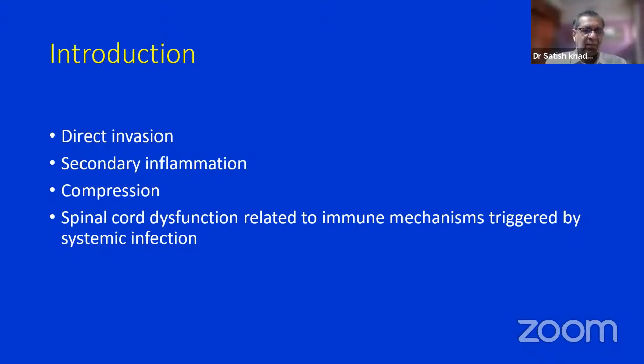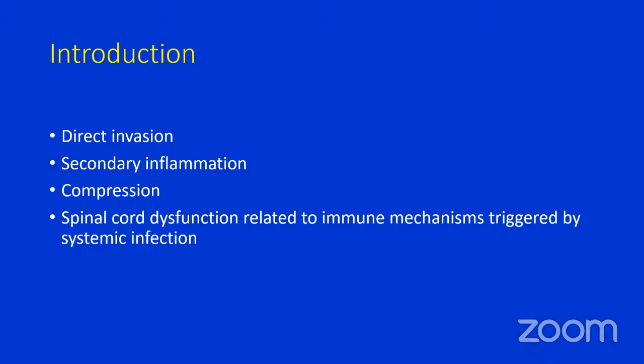Now, compression is fairly easy. And the compression can be intrinsic. Rarely we get things like a tuberculoma within the spinal cord. Or it is usually extrinsic, where you have a Pott's spine and compression, or you have an epidural abscess or things like that, in which there's obviously going to be an inflammatory or a secondary infectious process affecting the spinal cord itself.